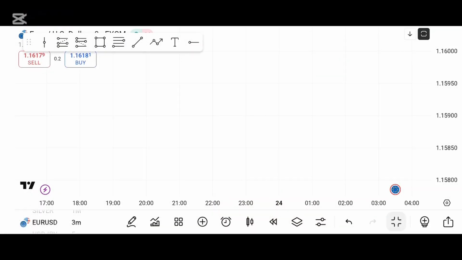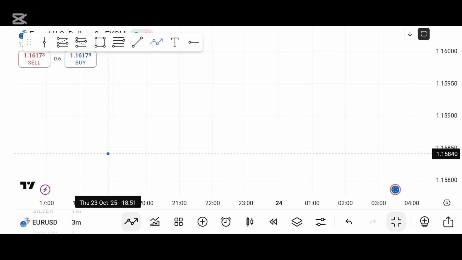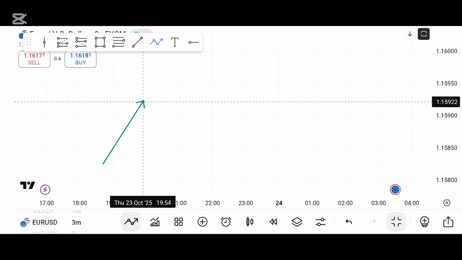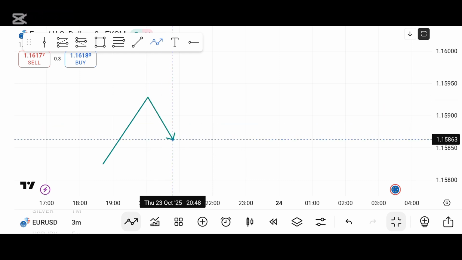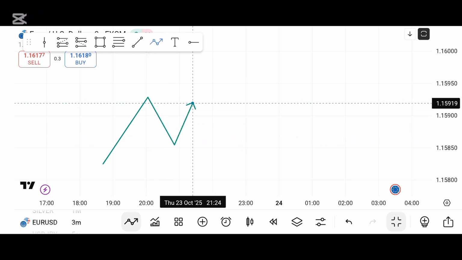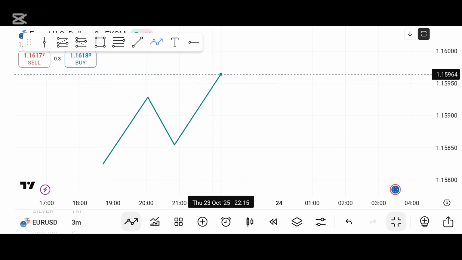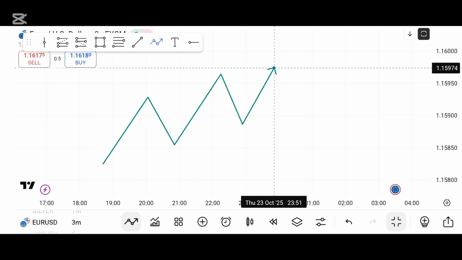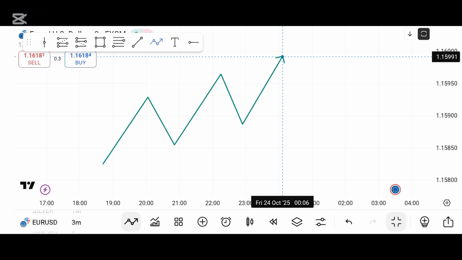What is a bullish market? A bullish market is a market that is trading to the upside. It's a market where the price is going up. I repeat, a bullish market is a market that is trading to the upside.